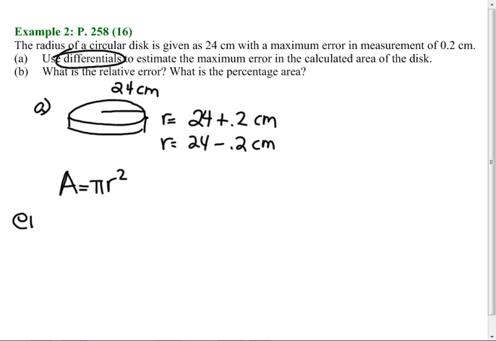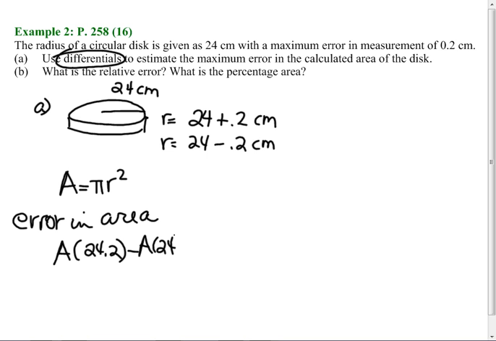To find the error in the area, we would find A of 24.2 minus A of 24. Now I can do A of 24 without a calculator because I know what 24 squared is. Does anybody know what it is? 576.